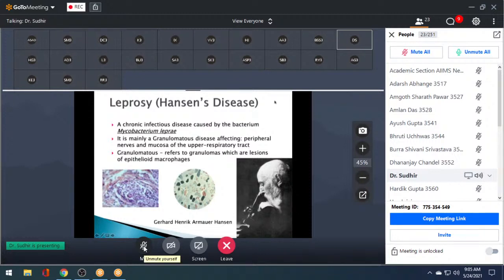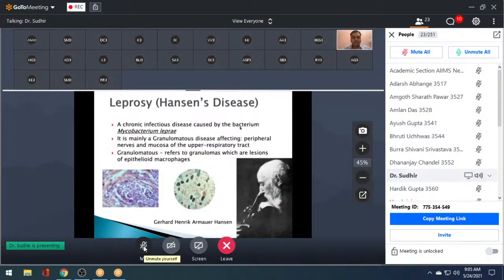So leprosy, as you know, is also called Hansen's disease, and it is a chronic infectious disease caused by the Mycobacterium leprae organism, which is of the same genus as Mycobacterium tuberculosis. As you know, tuberculosis is a widely prevalent disease and a disease of national concern.